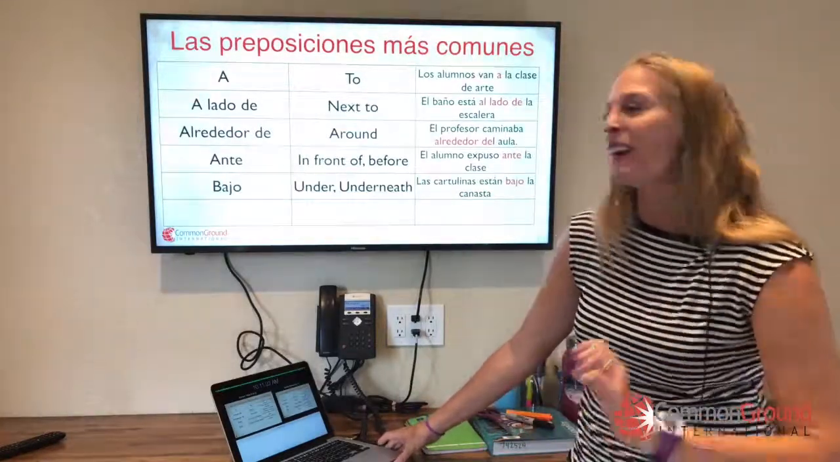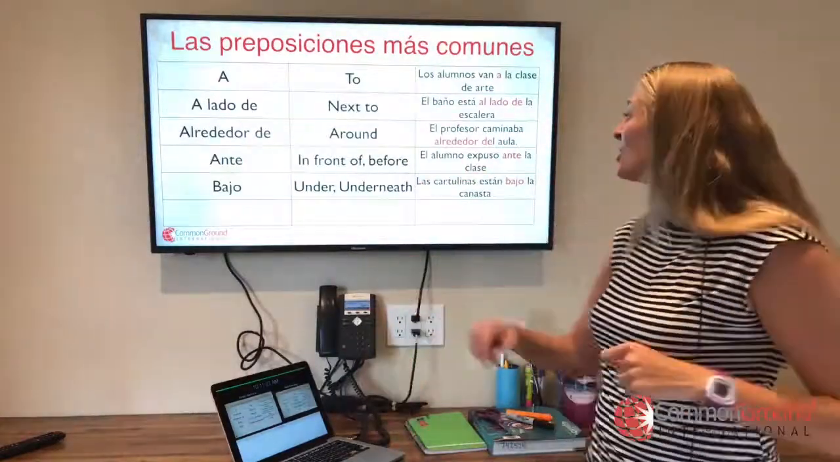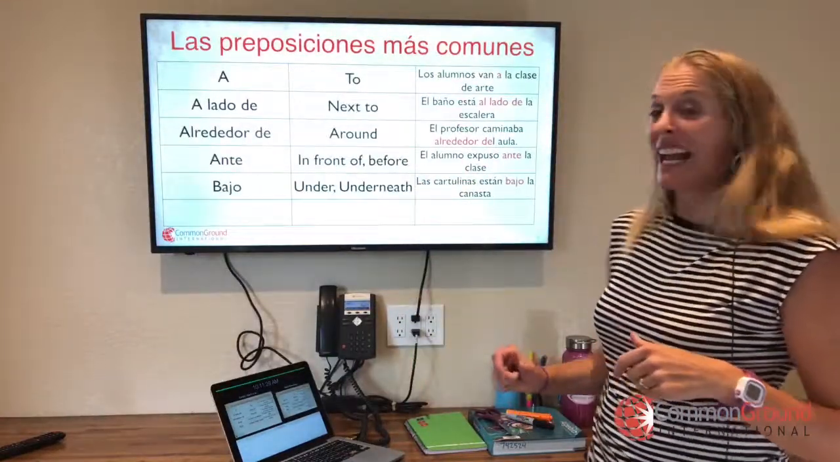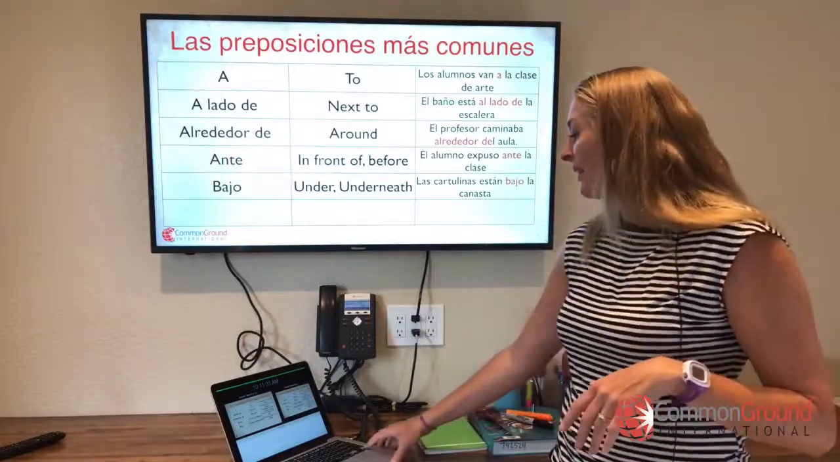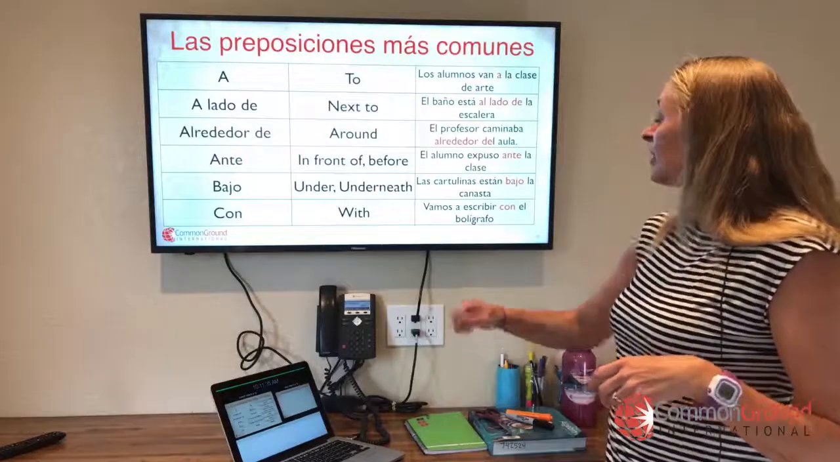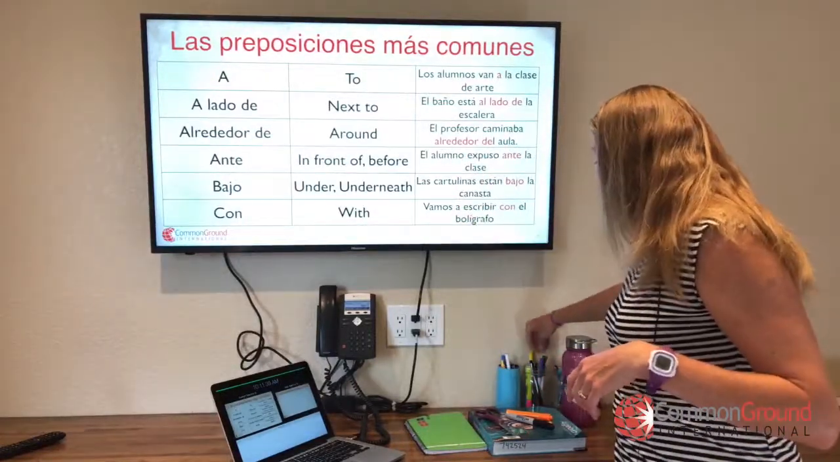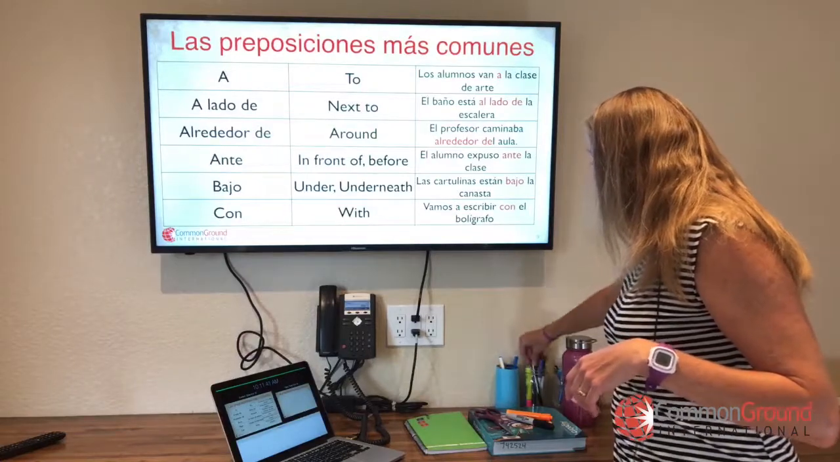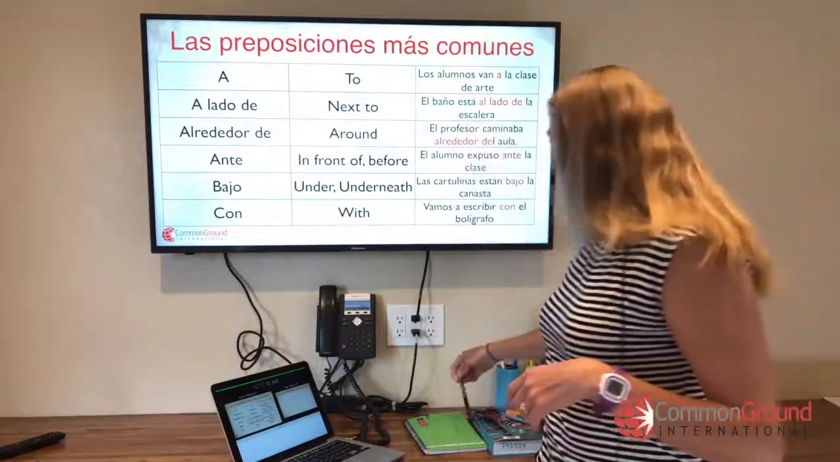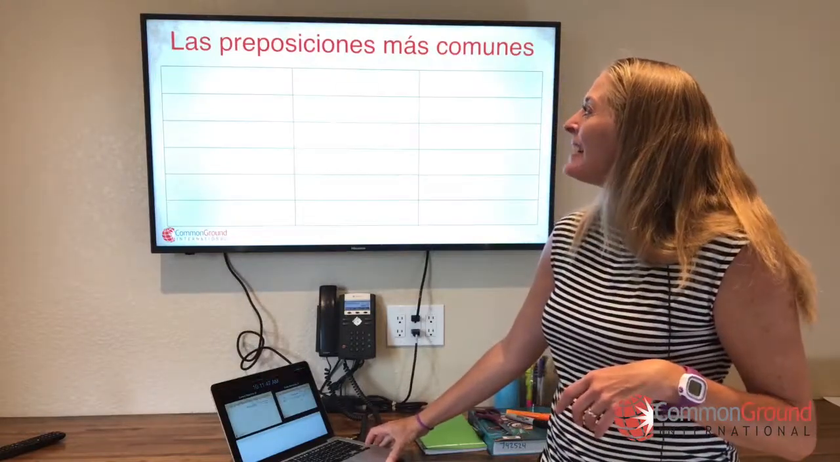Bajo, underneath or under. So las cartulinas are big old poster boards. Las cartulinas están bajo la canasta, so underneath the basket, bajo la canasta. Con is with, okay? So vamos a escribir con el, no es bolígrafo, es marcador. Vamos a escribir con el bolígrafo, ¿ok? Algunos más.